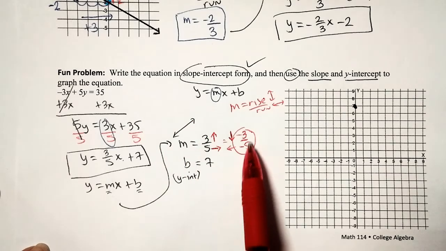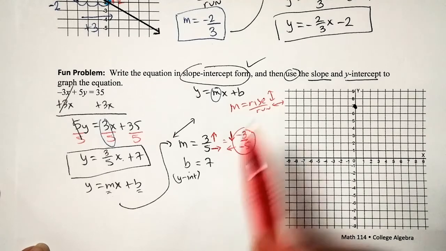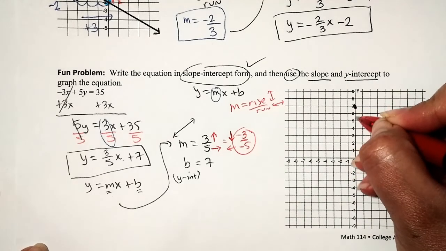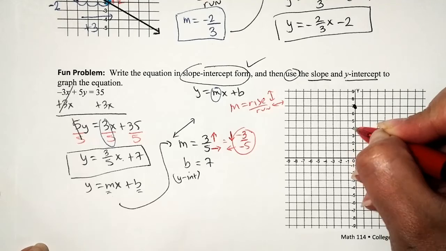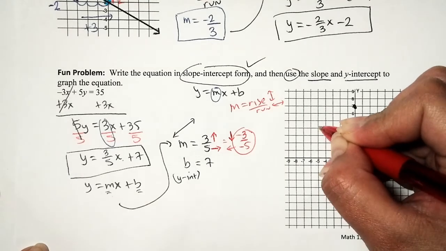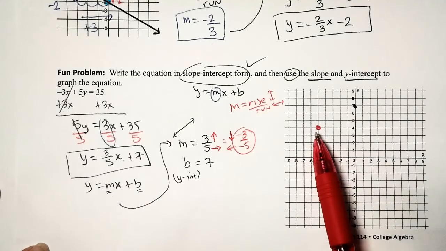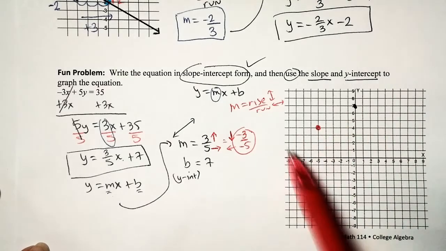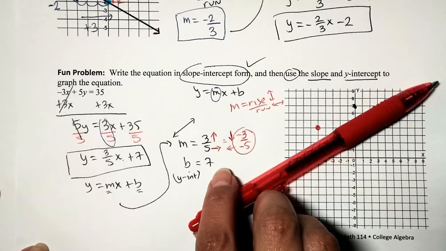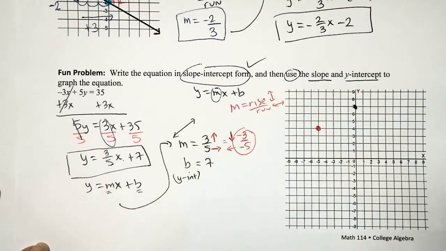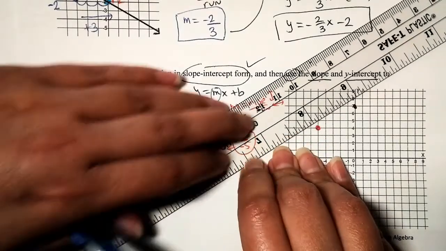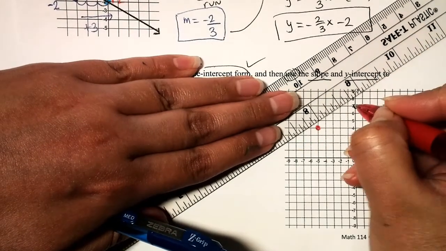If I apply the slope in this format, down 3, 5 left, let's do this. Down 3: 1, 2, 3, and then 5 left: 1, 2, 3, 4, 5. If I counted correctly, we should be right on the mark. When we connect these two points, look, we totally have a line going up as expected. So let me take my straight edge, connect these points, and call this video a wrap.